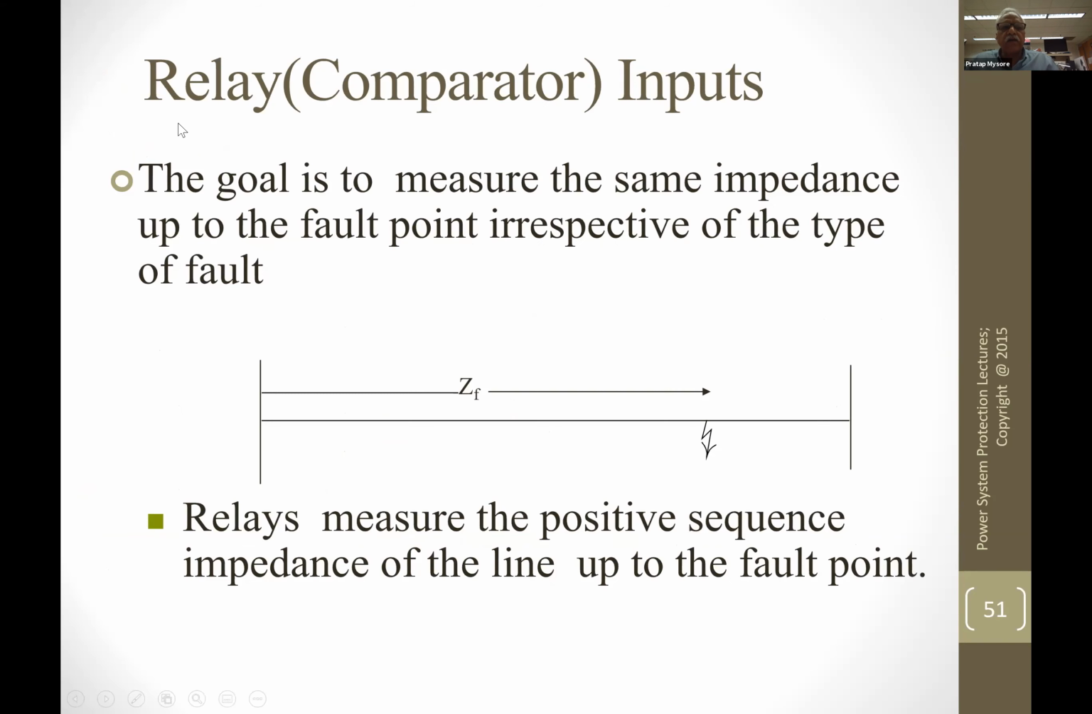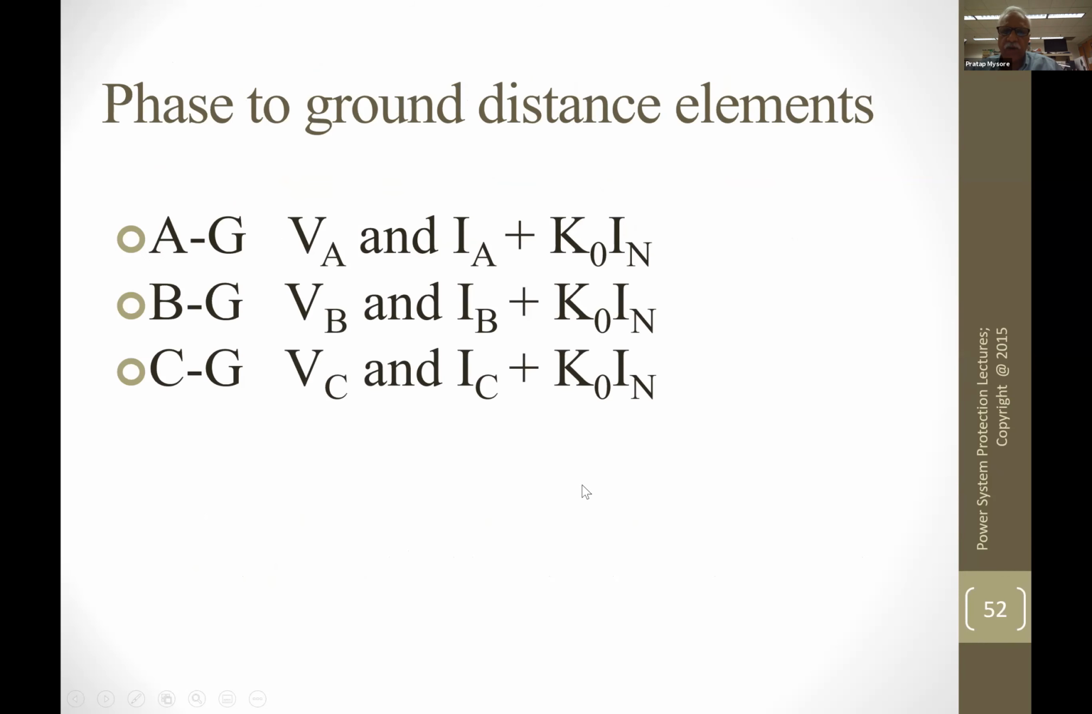Now, what is our objective? The goal is to measure the same impedance up to the fault point, irrespective of the type of the fault, whether it is a phase to ground fault or double line to ground fault or phase to phase fault or a three-phase fault. We need to pinpoint exactly the location of the fault to make a decision whether to trip or not to trip, right? So relays measure the positive sequence impedance of the line up to the fault point. So that is our aim here. When we design the relay, we just want to make sure that it measures the positive sequence impedance up to the fault point.